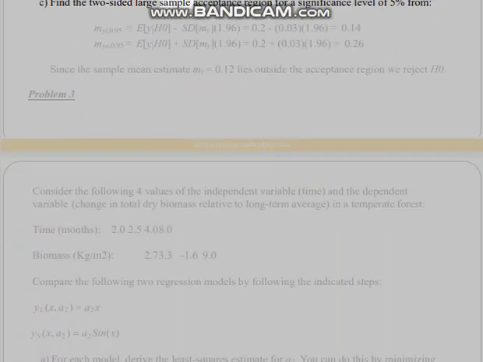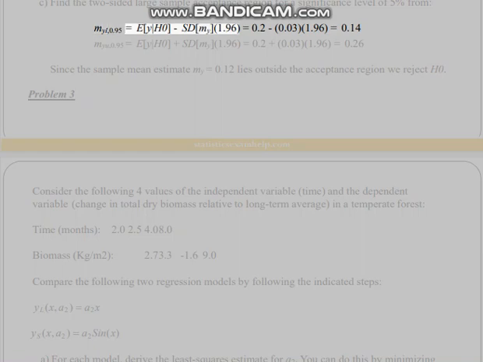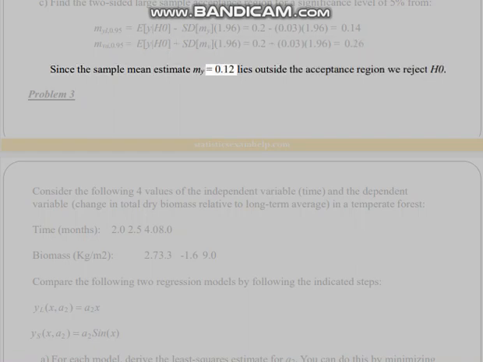Find the two-sided large sample acceptance region for a significance level of 5% from lower limit equals E[Y|H0] minus SD[mean] times 1.96 equals 0.2 minus 0.03 times 1.96 equals 0.14, and upper limit equals E[Y|H0] plus SD[mean] times 1.96 equals 0.2 plus 0.03 times 1.96 equals 0.26. Since the sample mean estimate, 0.12, lies outside the acceptance region, we reject H0.